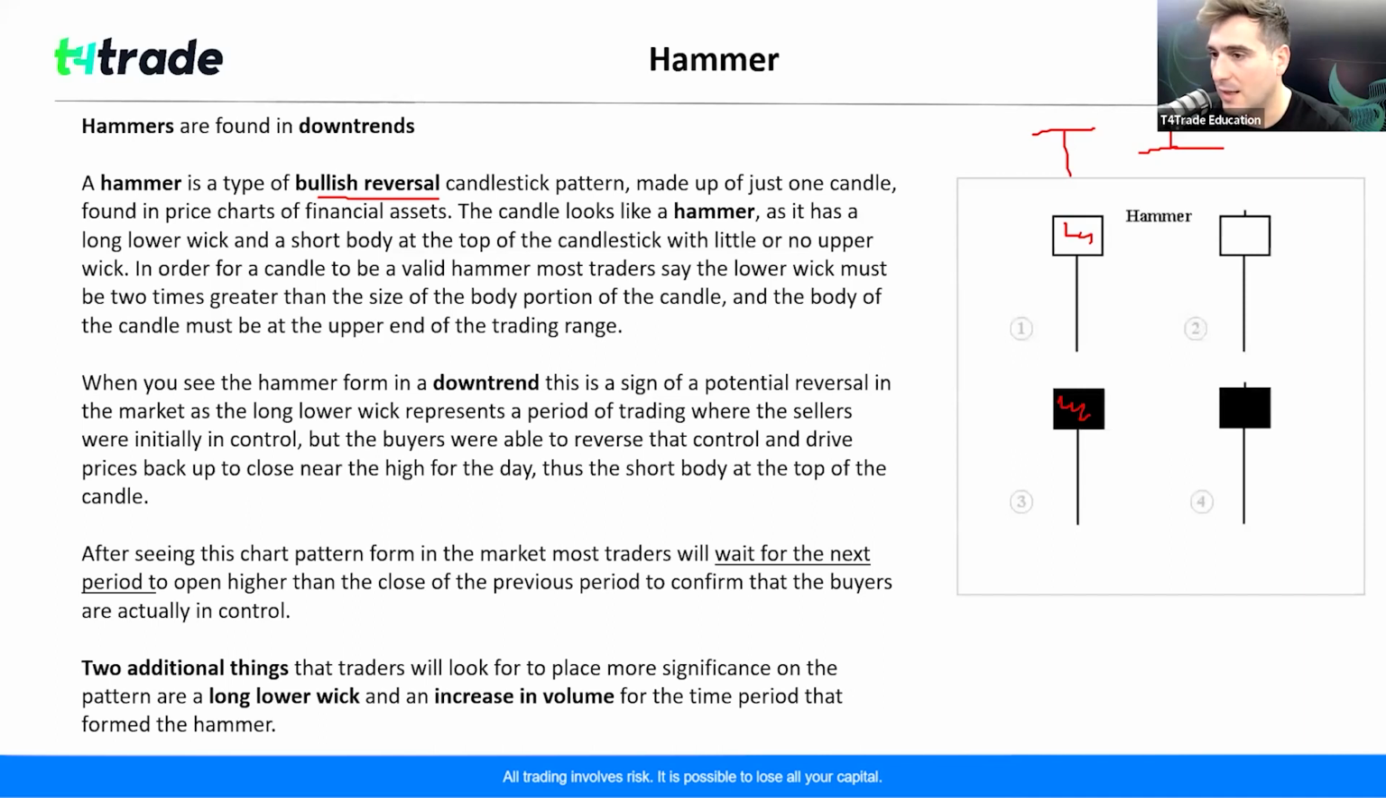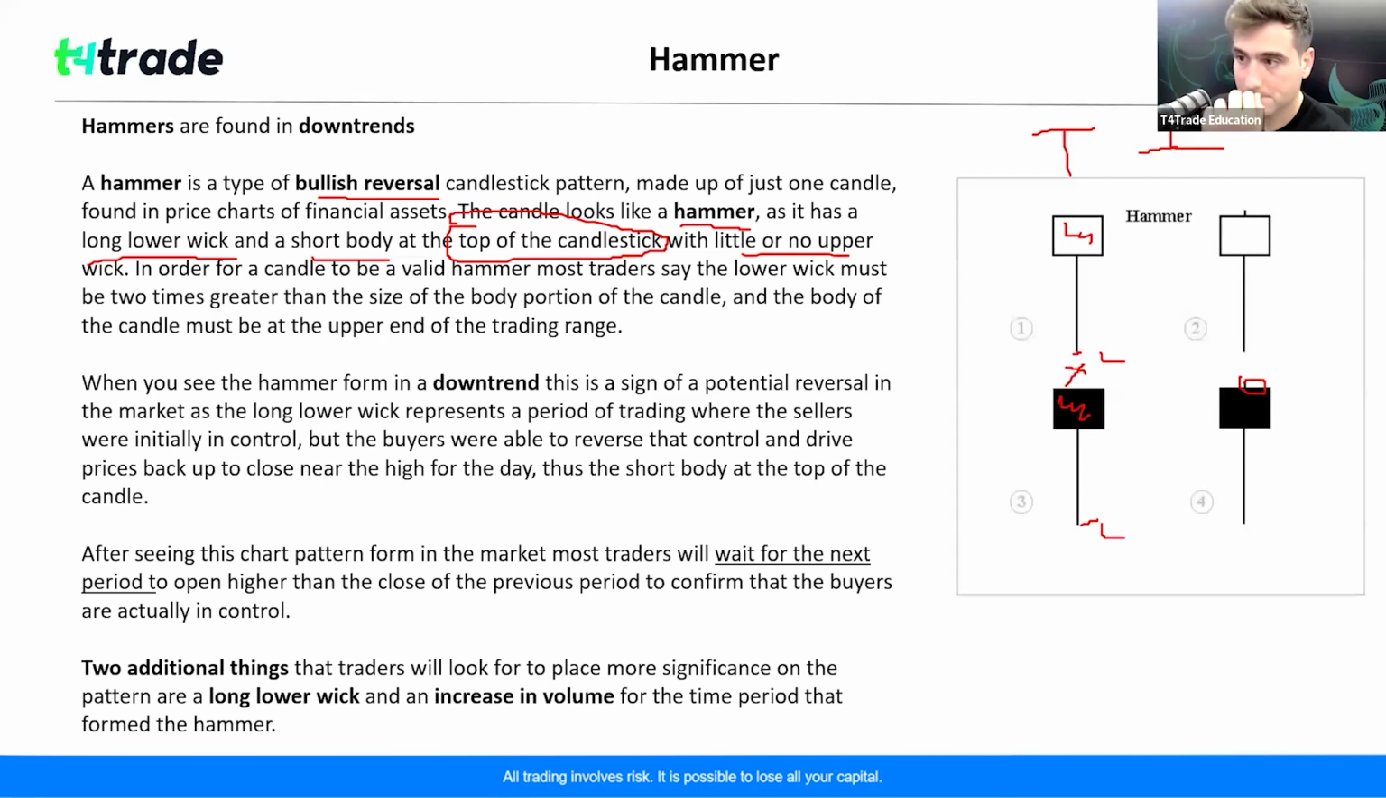Now, the candle looks like a hammer, hence the name, and it has a long lower wick. This is the low. This is the low. And a short body at the top of the candlestick with little or no upper shadow. This one has, this one doesn't.